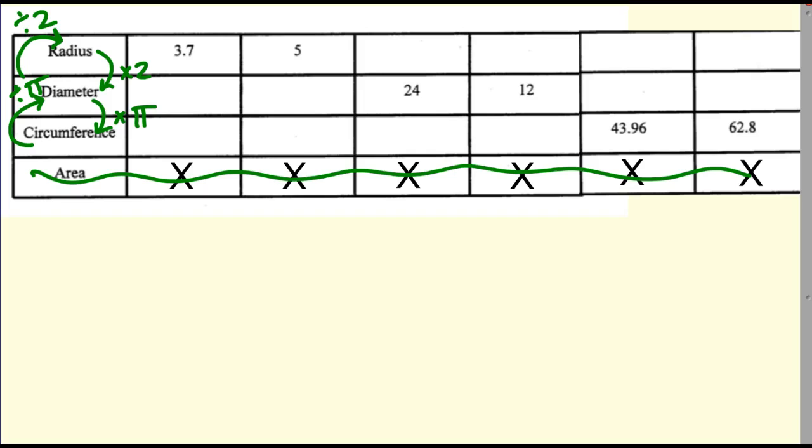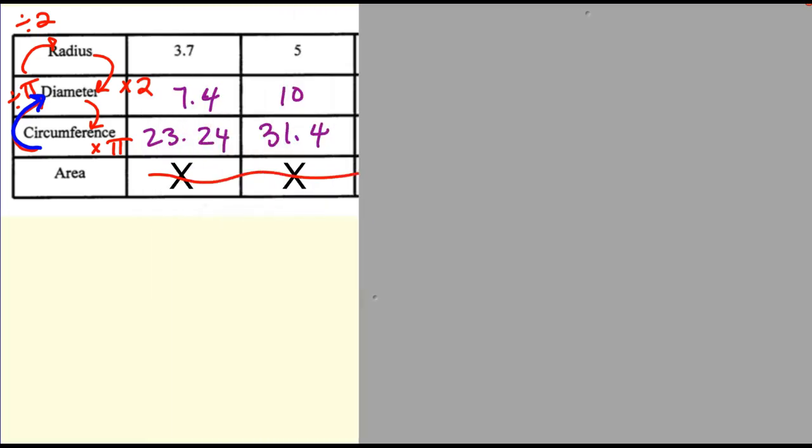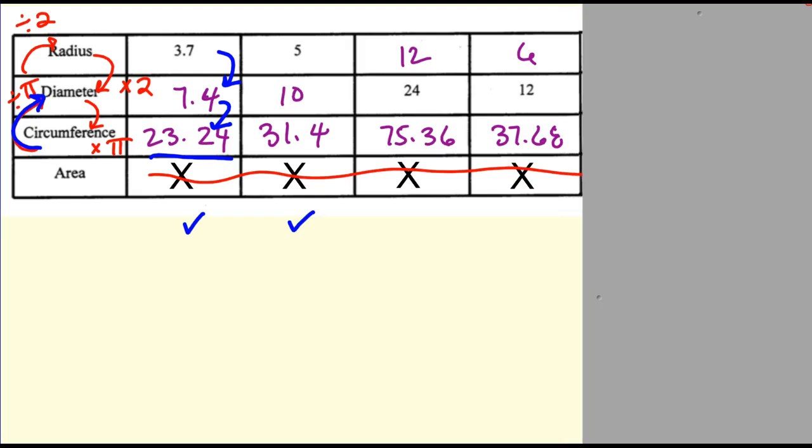Okay, if you're ready to check, here we go. For these first 2, if I start with the radius, I multiply that by 2 to get the diameter, take that answer and multiply it by pi to get the circumference. So that's how we do those 2. Here, if I start with the diameter, cut it in half to get the radius, and then take your diameter and multiply it by pi to get the circumference. So times 3.14. So that's how we do those 2.